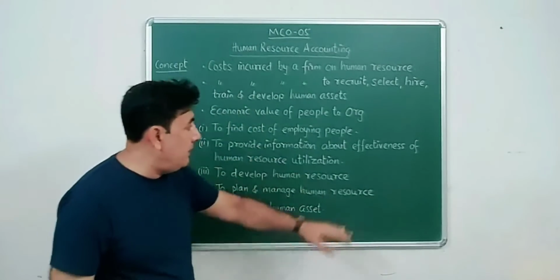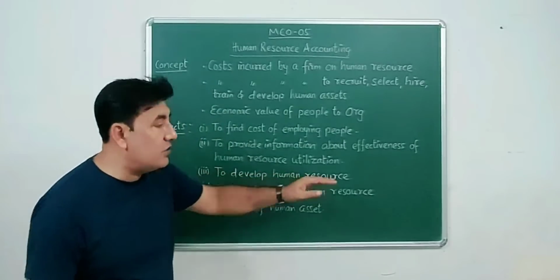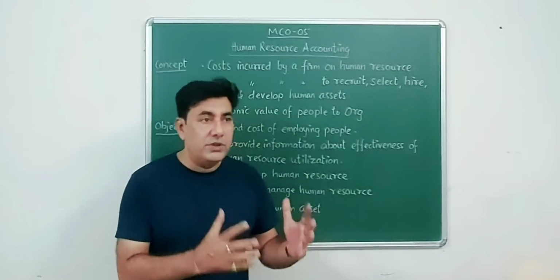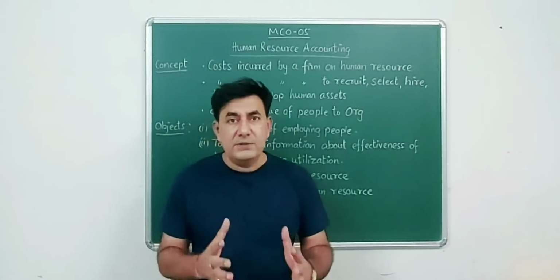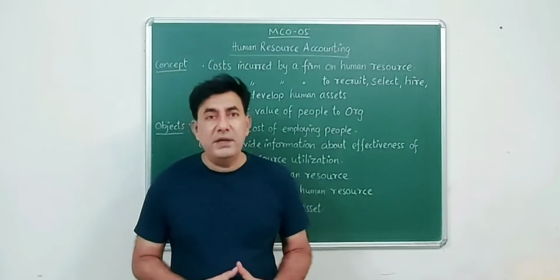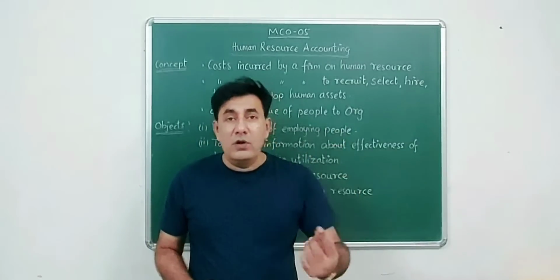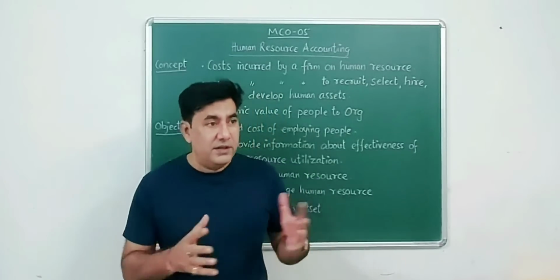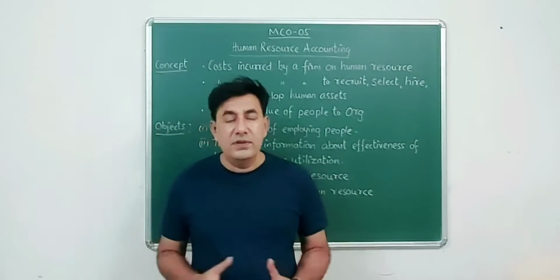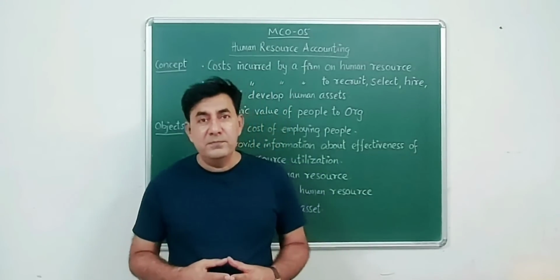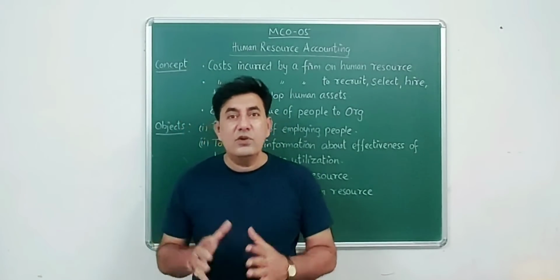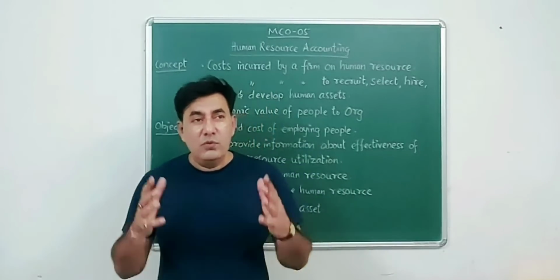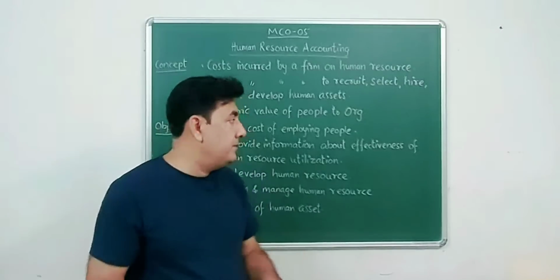To provide information about the effectiveness of human resource utilization, how the human resource has been utilized by the company, and what are the expenses that have been incurred by the company for an employee, right? So their wages, salaries, bonus, there are a lot of incentives given to employees. So all these are added up to the cost. उसकी cost हम निकाल सकते हैं. So वही होता है human resource accounting में.